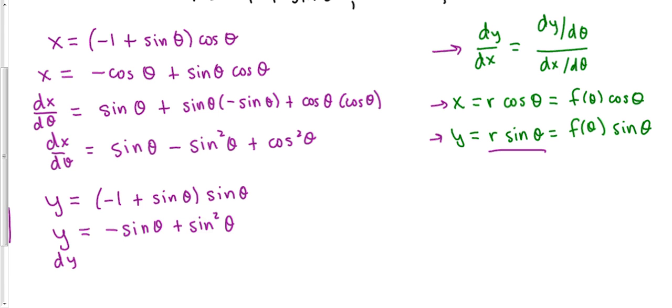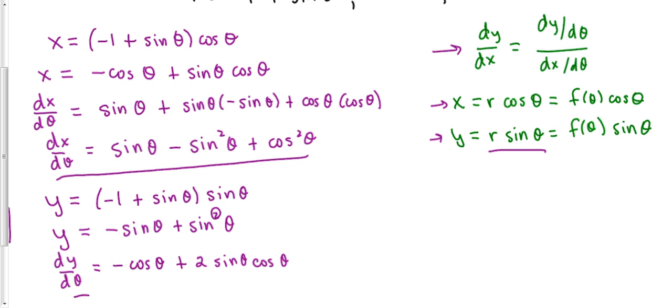So we're going to have dy/d theta is going to be negative cosine theta. And then I'm going to use the product rule and the chain rule. So when I take the derivative, I'm going to bring this 2 down. So I'm going to have 2 sine theta, and then I have to take the derivative of sine theta, which is cosine theta. So now I'm ready to substitute these two things into my formula.